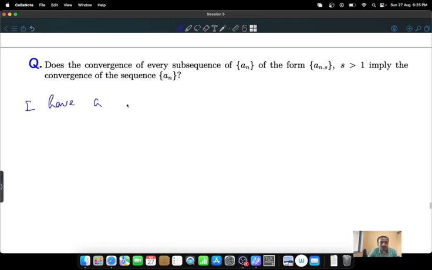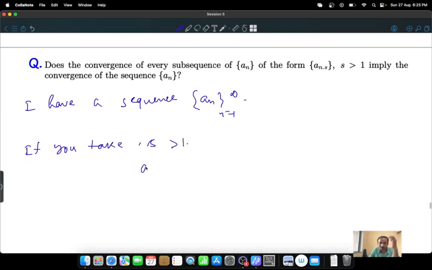I have a sequence a_n. Now the question says, if any subsequence of this sequence of the form a_ns, where s is positive, so that means if you take a real number, say s bigger than 1, then look at the subsequence a_ns, n equals 1 to infinity.